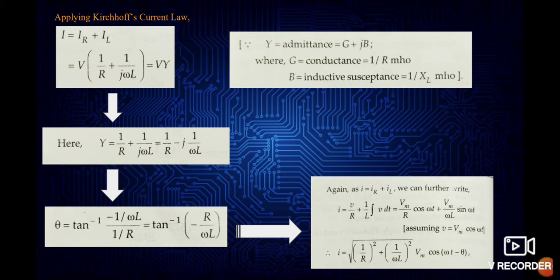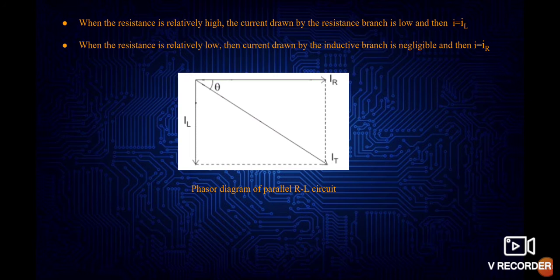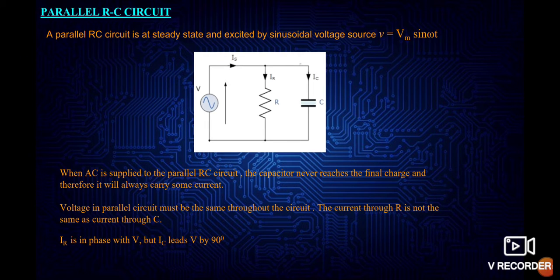So again, if I equals IR plus IL, we get I equals root over of (1 by R) whole square plus (1 by omega L) whole square, into Vm cos(omega t minus theta). Now when the resistance is relatively high, the current drawn by the resistance branch is low, and then I equals IL. And when the resistance is relatively low, the current drawn by the inductive branch is negligible, and I equals IR. The phasor diagram of the parallel circuit is given as shown in the diagram.